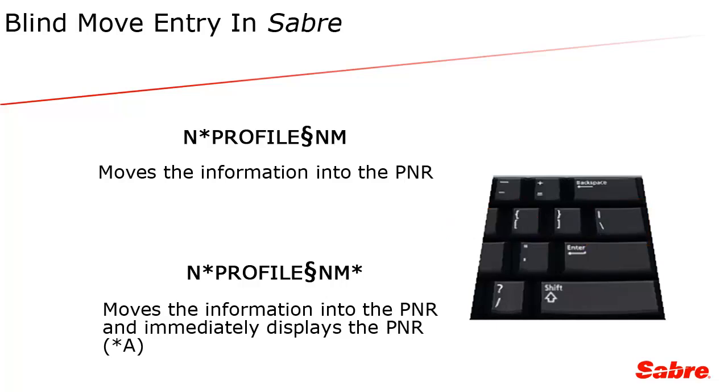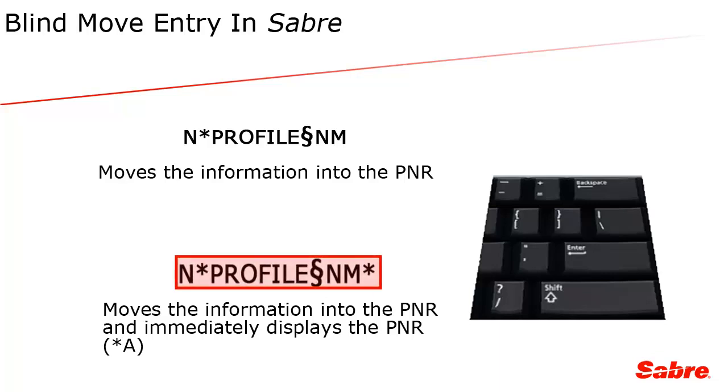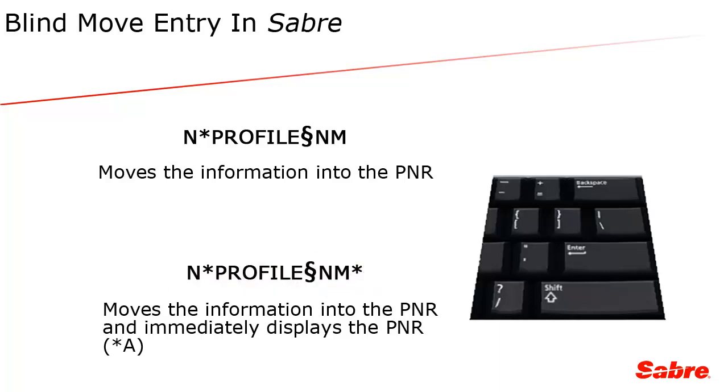So again, by appending the end item key between the profile name and the NM, you can move the information into your P&R without ever having to look at the profile. We have a new command with Sabre profiles, which is display, profile name, end item, NM *, and that will move the information into the P&R and immediately display it in your work area.